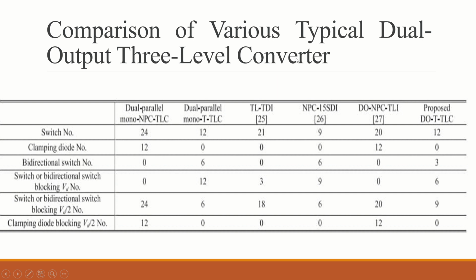And this is the comparison of various dual output T-type three-level converters. In recent years we used different converters as compared to the proposed dual output T-type three-level converter. When compared to other converters, the main differences are switch number, clamping diode, bidirectional switch number, clamping diode blocking, bidirectional blocking, etc. The main advantage of this converter, when compared to other converters, is that it reduces the switches, clamping diodes, etc.